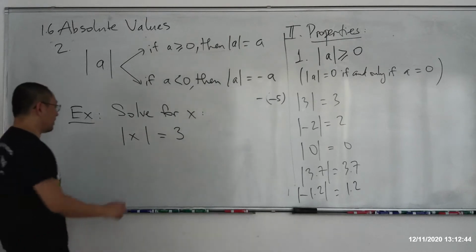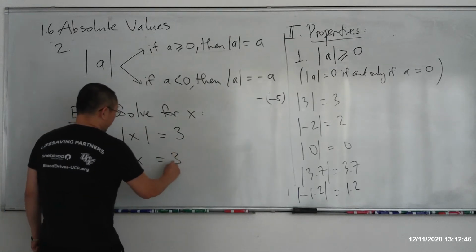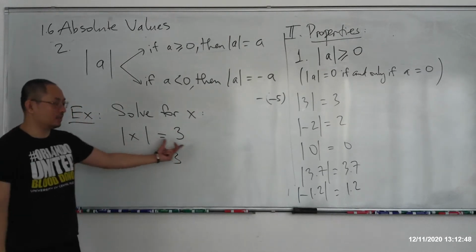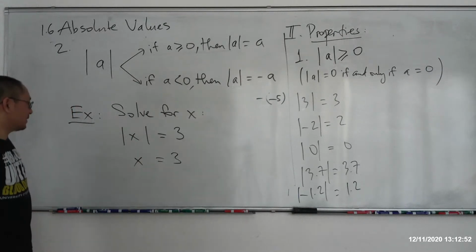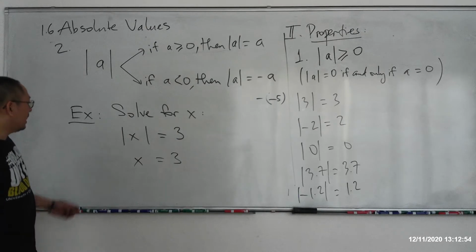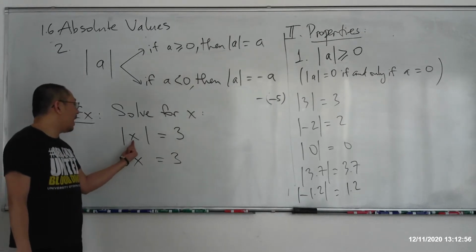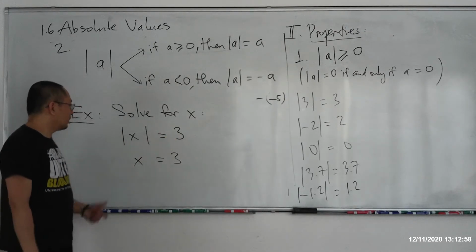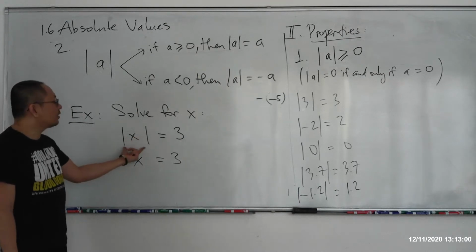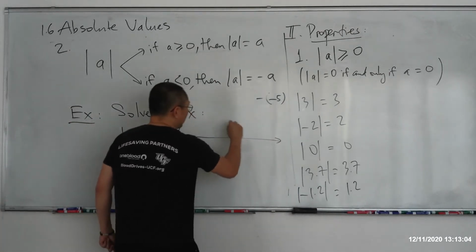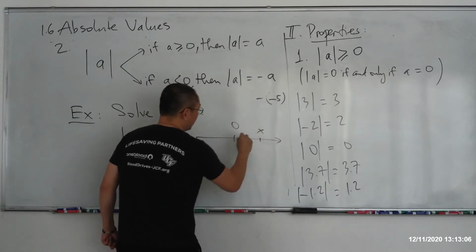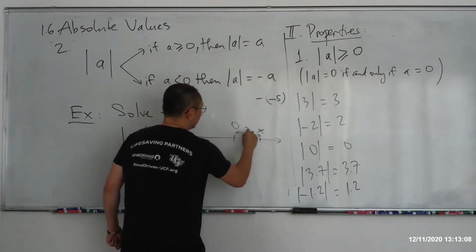That's good because the absolute value of 3 is equal to 3. But is it the only solution? The answer is no. It's going to have one more, because you ask yourself, what number has a distance to the origin equal to 3? See, by definition, the absolute value of x equal to 3 means what? This is 0 right here, this is x right here. The distance from x to the origin is equal to 3.